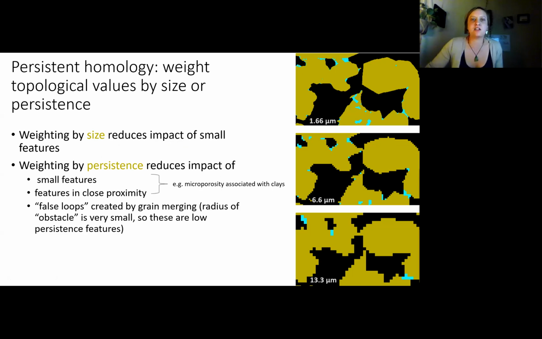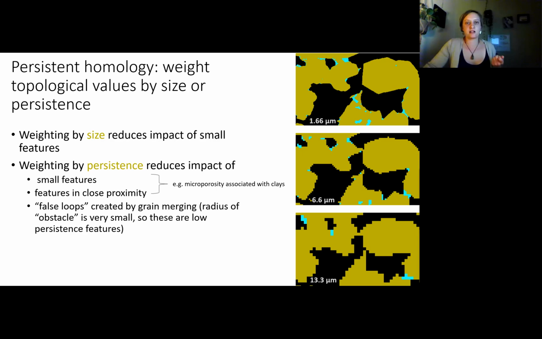Okay, so we can use the persistent homology to help inform our data acquisition and our processing, but these length values also have physical relevance. So we can use these quantities to help describe and predict physical properties as well. One of the ways that I've tried to do that is by combining topology with length scale information by weighting topological features with their size or persistence values.